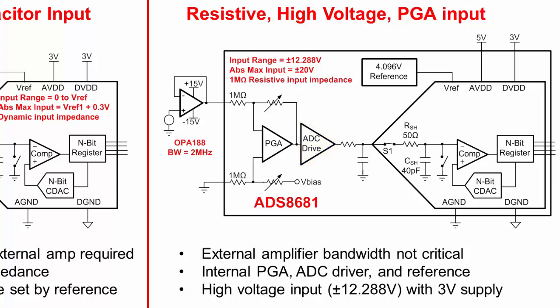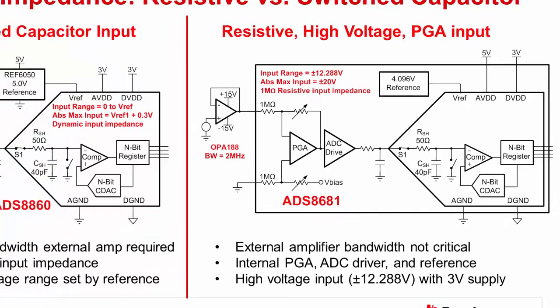Another advantage of this type of converter is that the input voltage range can be significantly larger than the reference voltage. In this example, the converter can achieve a plus or minus 12.288 volt input range with only a 4.096 volt reference. Finally, these types of converters tend to have additional integrated features, such as internal references.